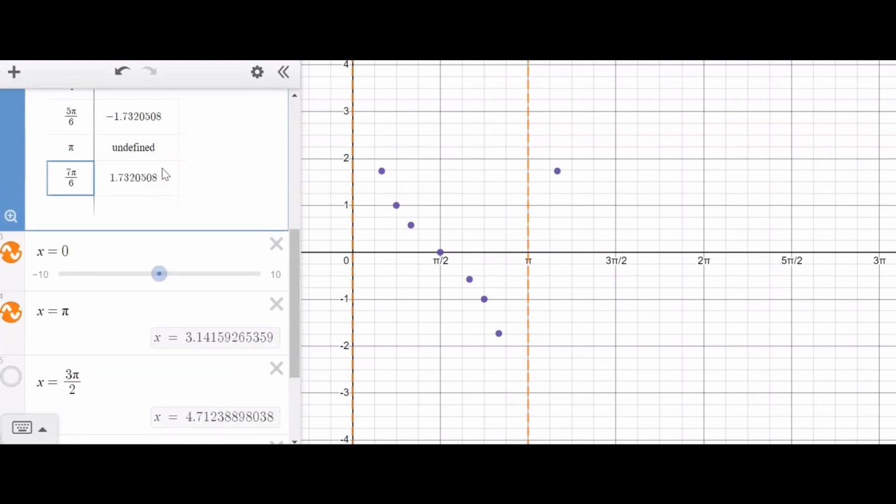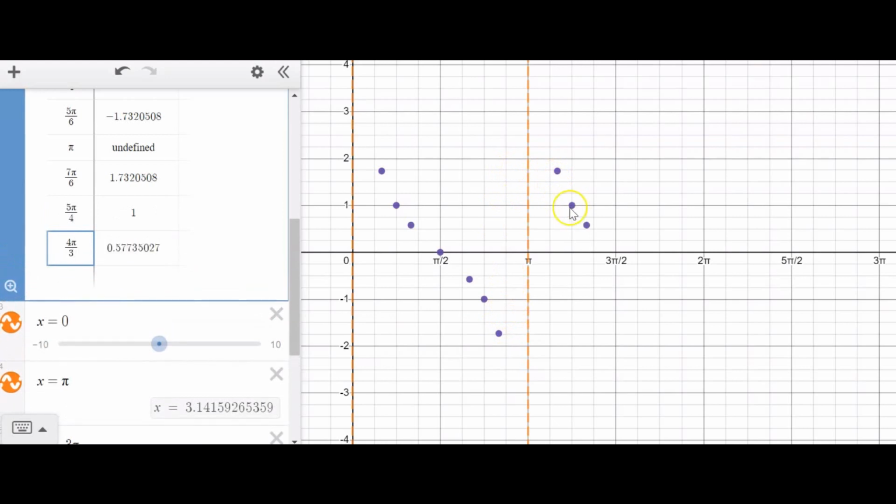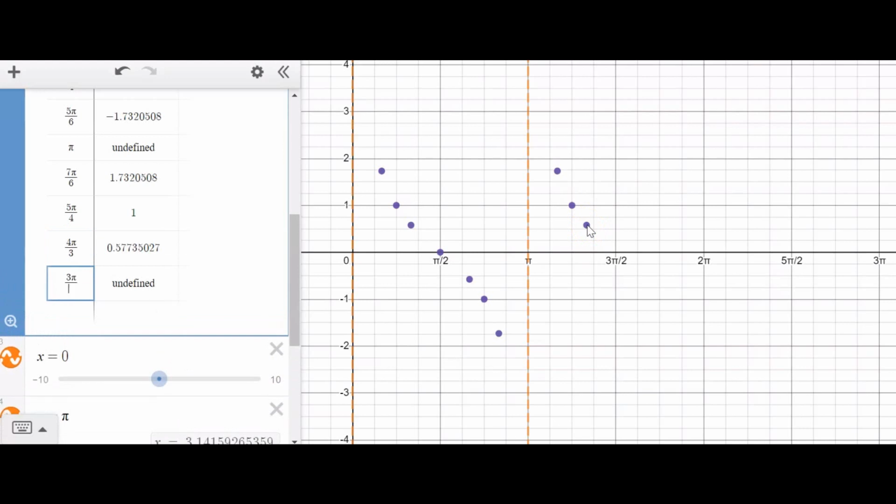All right, well, let's see what happens at 7 pi over 6. 7 pi over 6, once again, gives us square root of 3, which is up here. It's on par with this again. So I'm wondering if we're going to see the exact same pattern again that we just saw, just like we saw a repeated pattern with tangent. Let's go to 5 pi over 4, and sure enough, we've got a positive 1. Then at 4 pi over 3, we got square root of 3 over 3. And then at 3 pi over 2, we have 0. And so it looks like we're seeing that same pattern again.